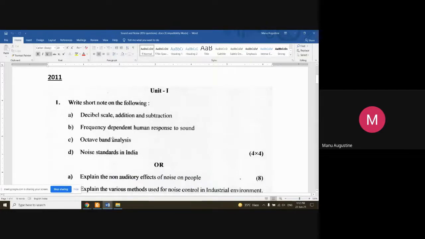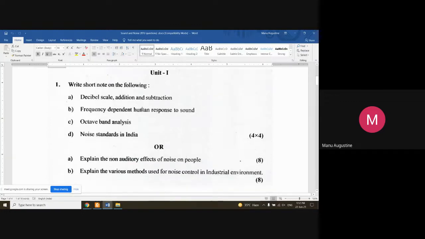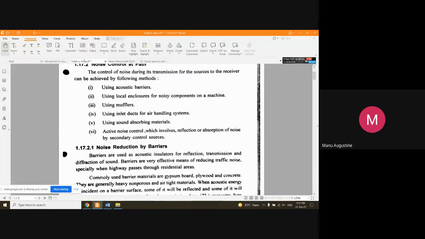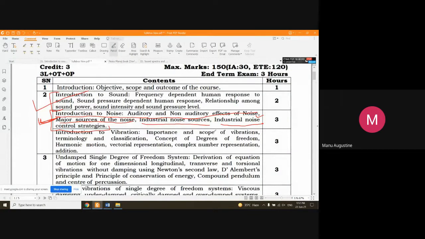let us go through the RTU question paper 2011. Now see, decibel scale, addition, subtraction, you know. Frequency dependent human response to sound, you will get from the notes. Sometimes these questions creep in very frequently. Octave band analysis. This is not mentioned in your syllabus. See, you will not be able to find octave band analysis anywhere in this mentioned syllabus. But somehow, somewhere it becomes a part of some of this stuff.